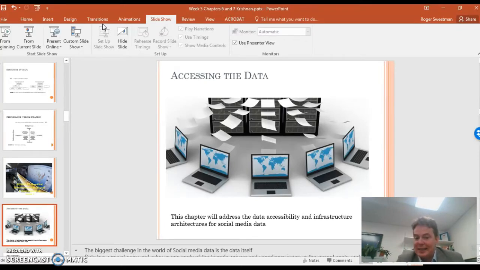So we're going to talk about accessing the data, and the infrastructure that's required to analyze social media data. So it's going to be a process, and you need to understand what the process is and what the steps are. We're going to point to technical things. We don't need to understand how to execute those technical steps, but we need to have some kind of awareness of what they are. So I'm just going to start the slideshow again.